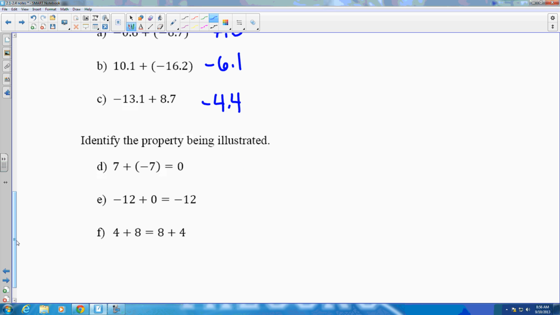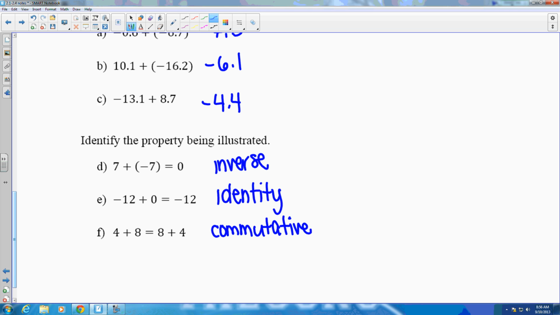Identify the property being used. First one is the inverse property. Second is the identity property. Adding 0 gives you the same number back. And the third one is the commutative property. And that was section 2.2.